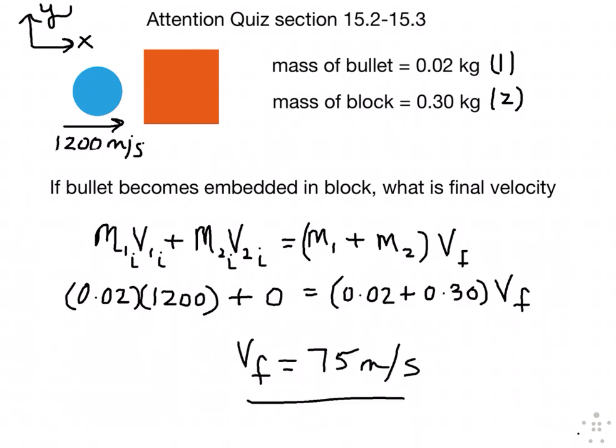And when you solve this, you get the final velocity is 75 meters per second. So it is positive, therefore the direction is going to the right. So hopefully you got that answer, and if you didn't before you saw this video, this makes sense now.